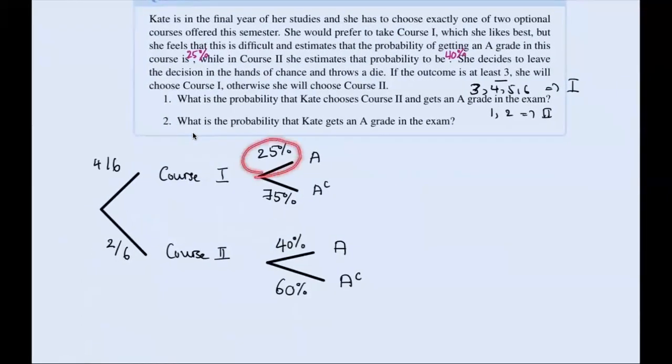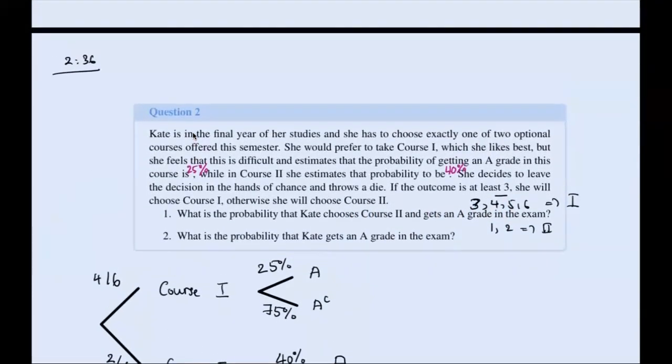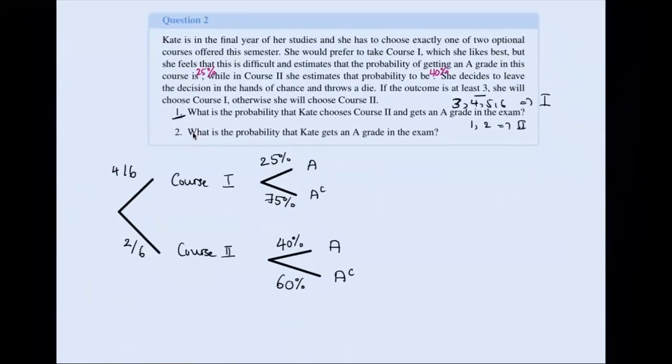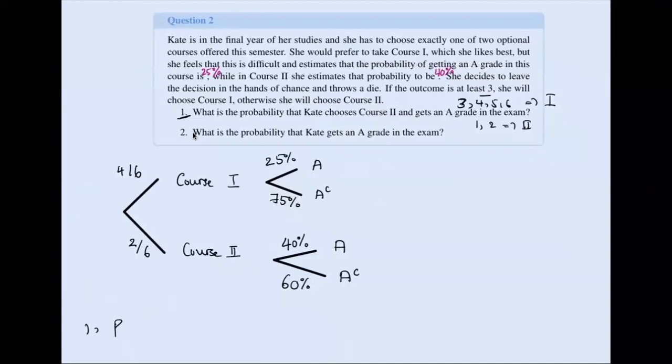But the probability in each of the branches here is a conditional probability. If you have another branch here, it is the probability of something given that she takes course 1 and she got an A grade. So just make sure you understand the meaning of the probability in each branch so that you don't create a wrong tree diagram. So back to the question. First one, we are interested in the probability that Kate chooses course 2 and she gets an A.